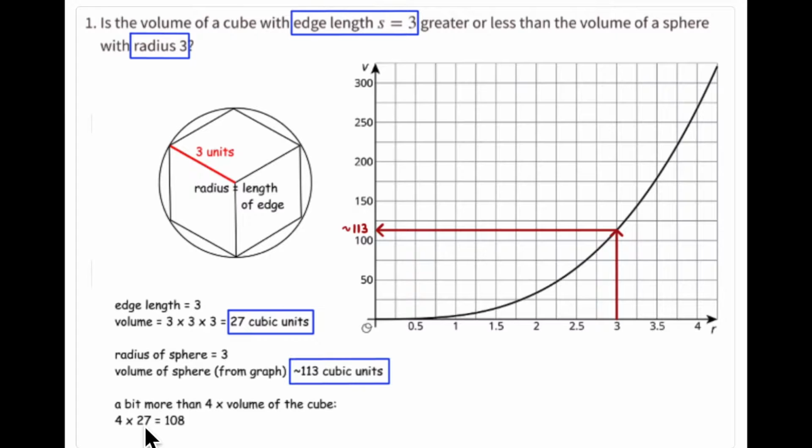The volume of the cube is 27 cubic units. 4 times 27 is 108 cubic units. That's a little bit less than the volume of the sphere, which is 113 cubic units. So we'll come back to this relationship a little bit later. What's the volume when the radius of the sphere is the same as the length of the edge of a cube? How are those two volumes related?